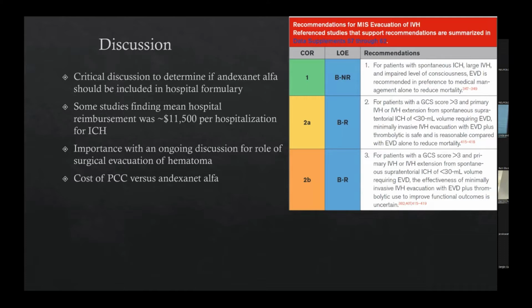This study is also even more important, given the ongoing discussion about the roles for surgical evacuation of hematoma, with the recent AHA guidelines suggesting perhaps an increased role for hematoma evacuation, especially with IVH. I think another important discussion point is the cost of PCC versus andexanet alfa. PCC costs about $4,000 a dose, roughly, versus andexanet alfa. And while that pales in comparison, it's nothing to sneeze at either.